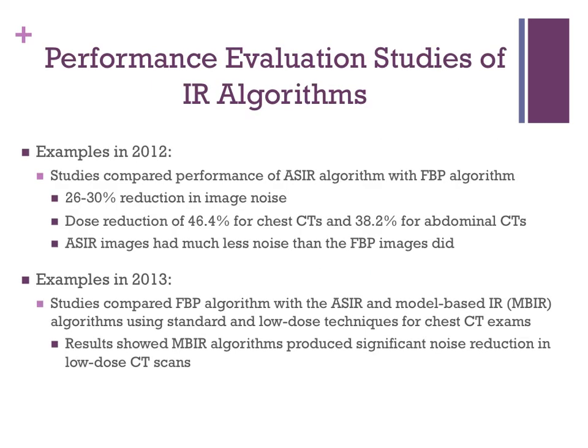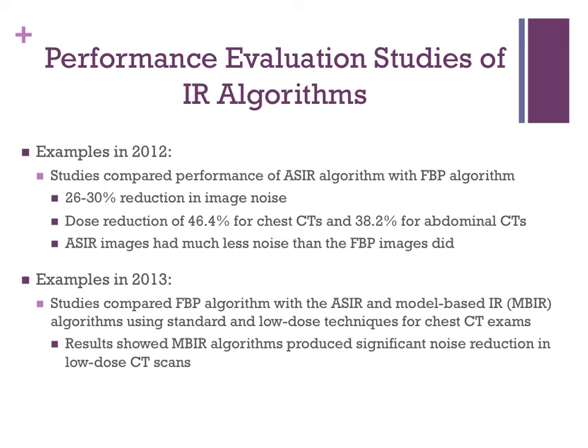An important step in the need for IR algorithms is the need for performance evaluation of algorithms in CT. These performance evaluation studies are based on both phantom and patient models. So in 2012, studies were published comparing the performance of the ASIR algorithm with the filtered back projection algorithm, and there was a 26 to 30% reduction in image noise seen. Even more astonishingly, a dose reduction of 46.4% for chest CTs and 38.2% for abdominal CTs was seen. The ASIR images had much less noise than the filtered back projection images did.